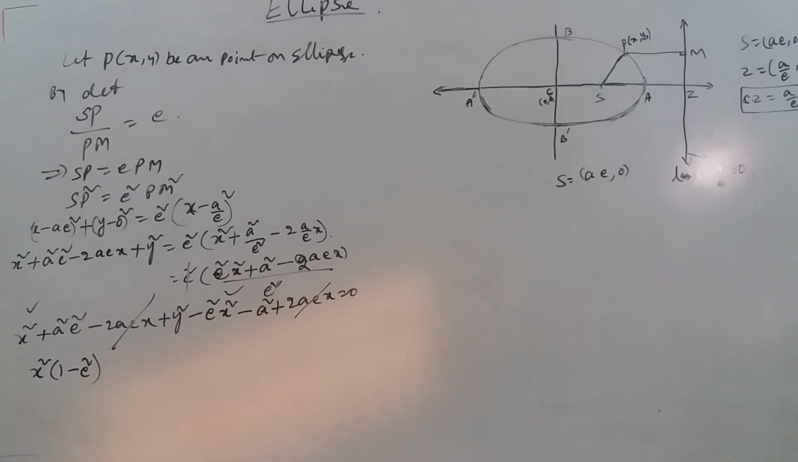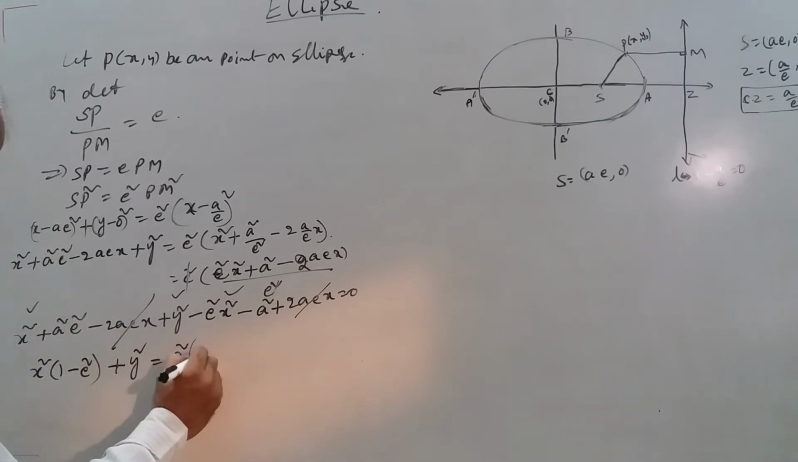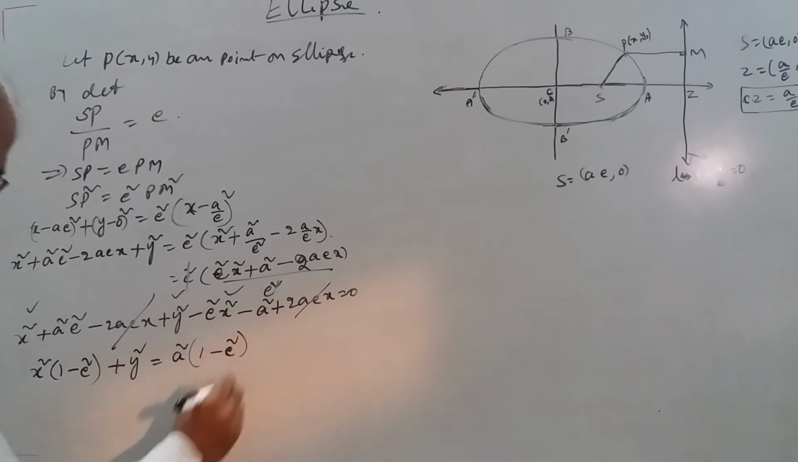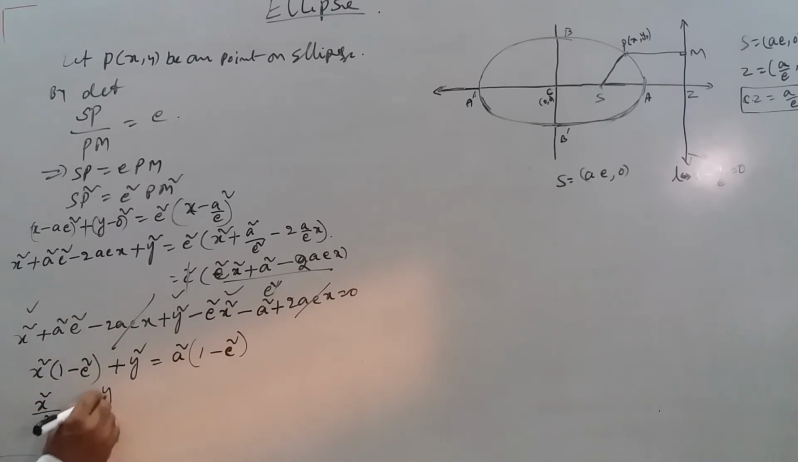Next, plus y square, this term is equal to, if we bring this to the right side, a square minus a square e square, that is a square into (1 minus e square). If we divide with the right side part, x square by a square plus y square by a square into (1 minus e square) is equal to 1. This is the standard form.